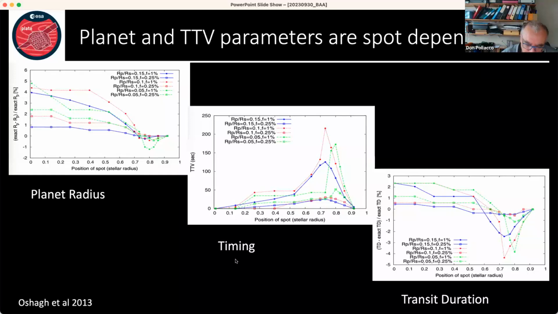So those are the dangers now of TTVs with spotty stars, and that's why understanding the activity of the star you're trying to do this for is important. I think it's Kepler.